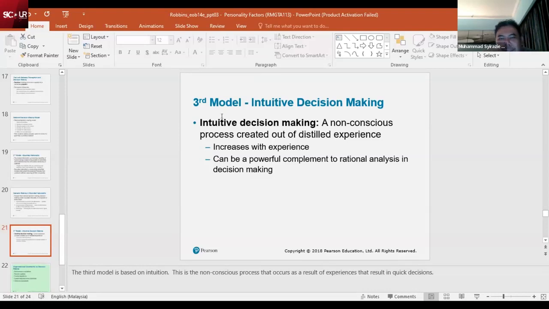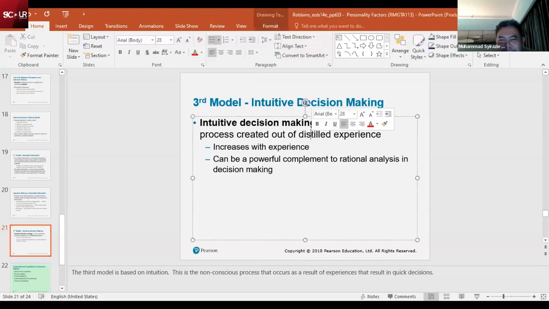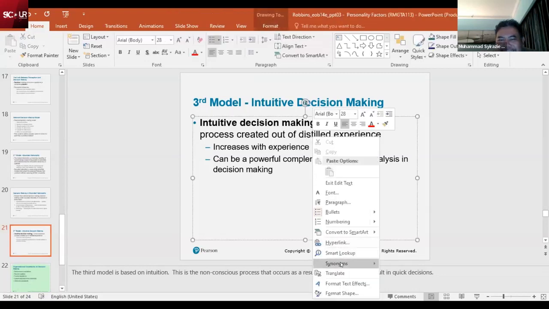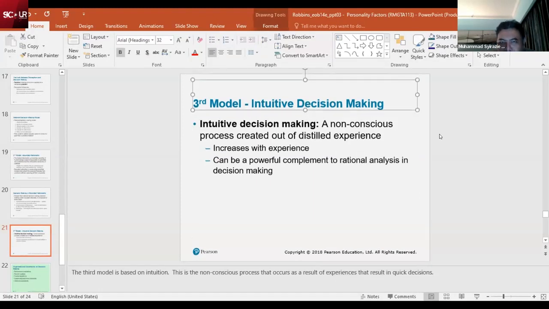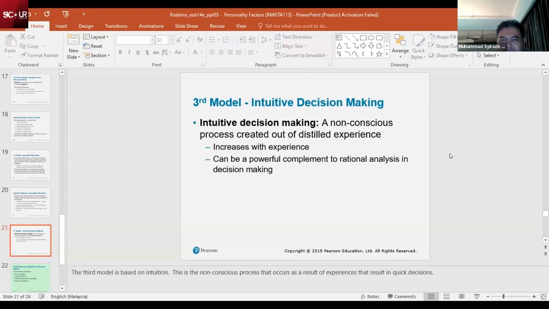What is distilled experience? Purified, refined, condensed. So the more experience you have, the more distilled the experience is. It increases with experience and can be a powerful complement to rational analysis in decision making.